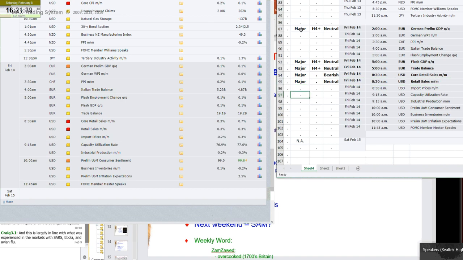Then we have at 10 a.m. the US dollar preliminary University of Michigan consumer sentiment, major, bearish, and the preliminary University of Michigan inflation expectations, so to be defined.